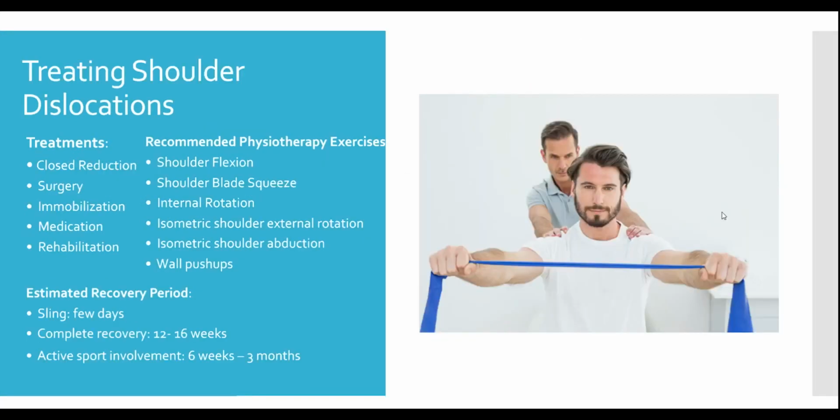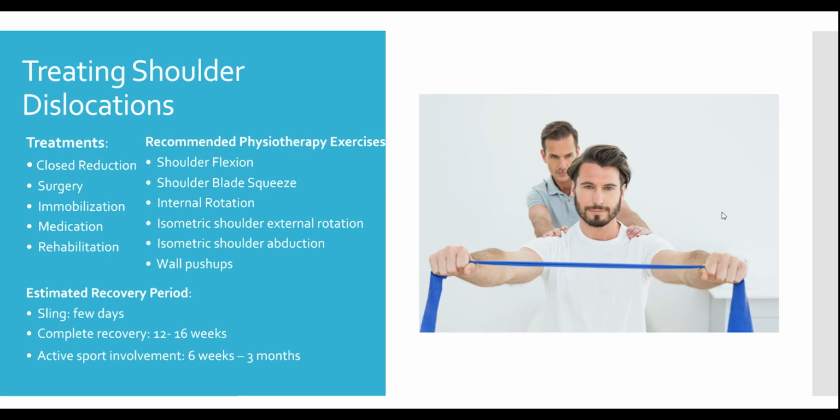Now we're going to talk about treating shoulder dislocations. The usual treatments are closed reduction, which is basically just gentle maneuvers to help put the shoulder bones back in position. Surgery, which is recommended if you have weak shoulder joints or ligaments, or if nerves or blood vessels have been damaged due to the dislocation.